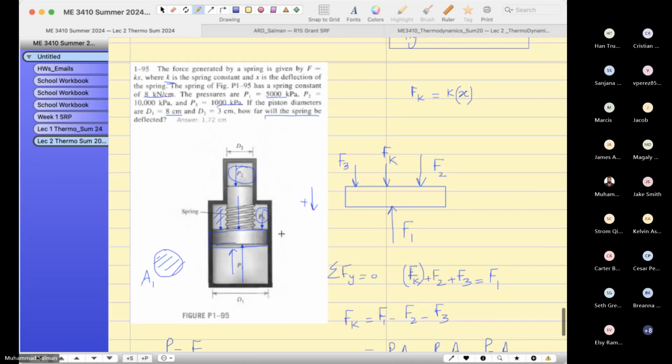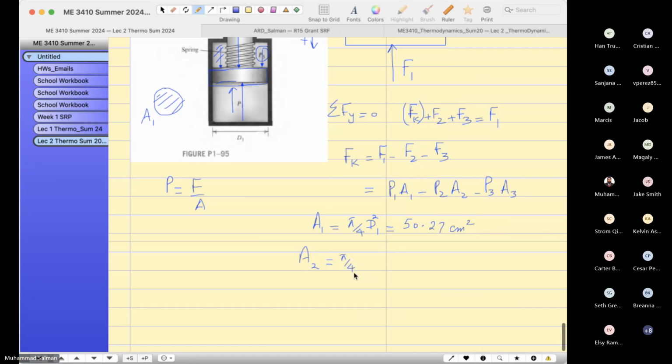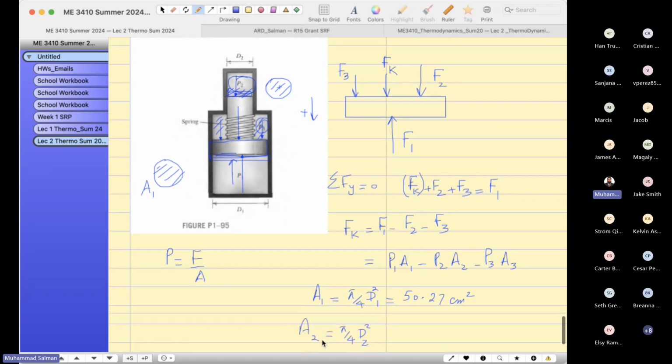Area 2: the diameter of this pocket, if you look from the top, is a round shape, pi by 4 d2 square. And as far as area 3 is concerned, you have to do the math a little bit, because area 3 is the total area, this area minus this area. If you take a closer look, you have to subtract area 2 from area 1. Do you agree with your professor?